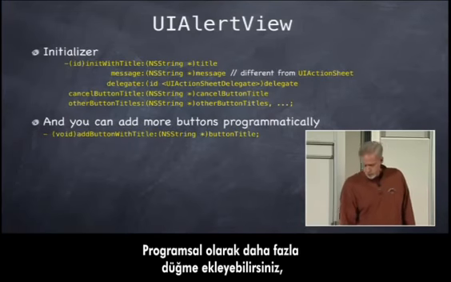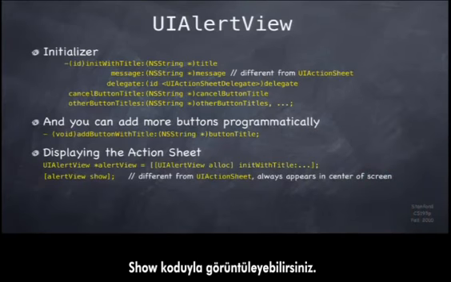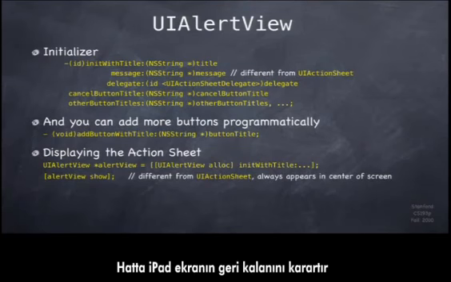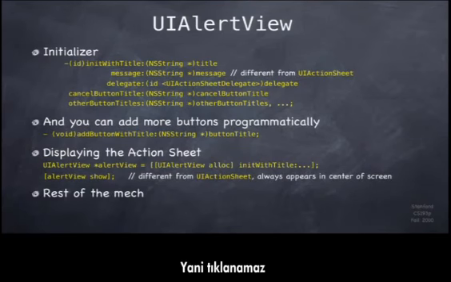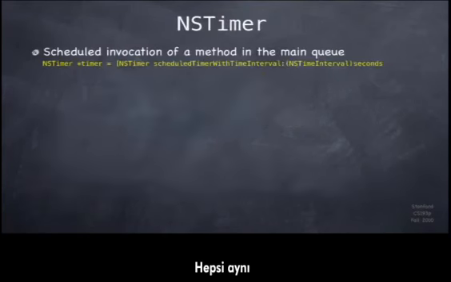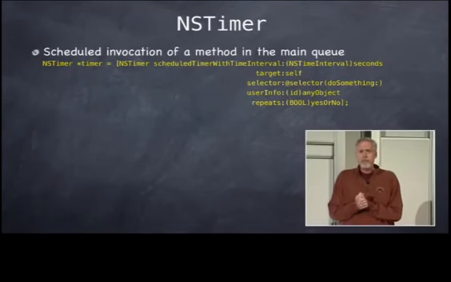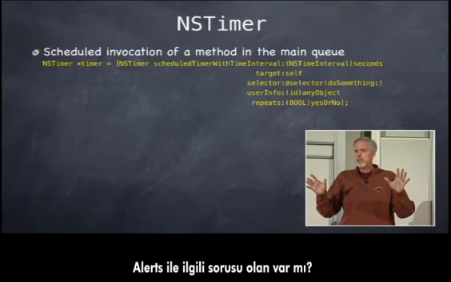You can add more buttons programmatically, just like Action Sheet. You display it by saying show. There's no show in view, show from bar button, any of that. You just say show, and it shows up in the middle of the screen, even on the iPad, and dims the rest of the UI so it's not clickable. And the rest of the mechanism's the same. Delegate method, same delegate methods, all the same. Okay, any questions about the alerts?